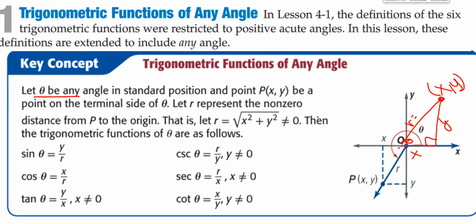So let theta be an angle in standard position, positive x-axis, counterclockwise. The point P(x, y) is any point on the coordinate axis, and it's on the terminal side of the angle. R is the distance from the origin, and we just said R is like the radius. And then here are our trig functions. Sine theta is y over r, and it's still opposite over hypotenuse. Cosine, adjacent over hypotenuse.